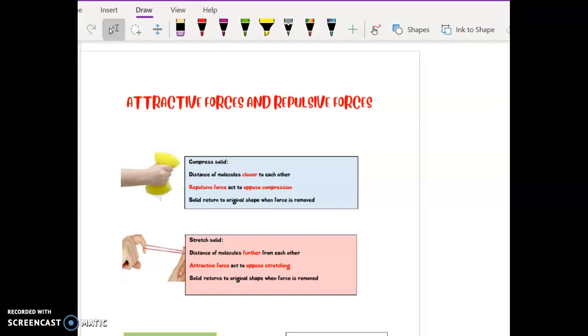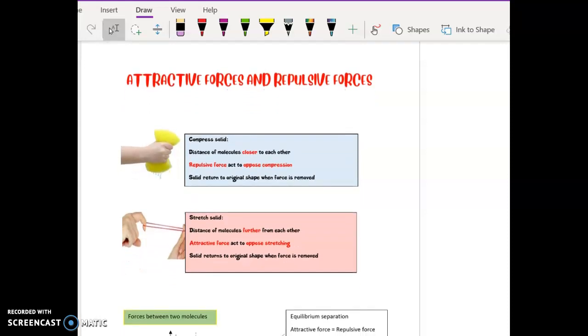Okay, so now let's proceed. In video 1, I explained that the definition of elasticity is the ability of a material or an object to return to its original shape and size when the force applied to it is removed. So why does that happen?